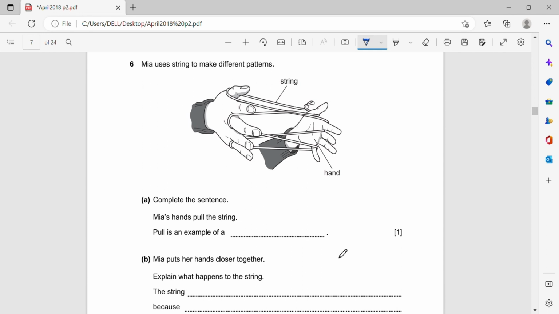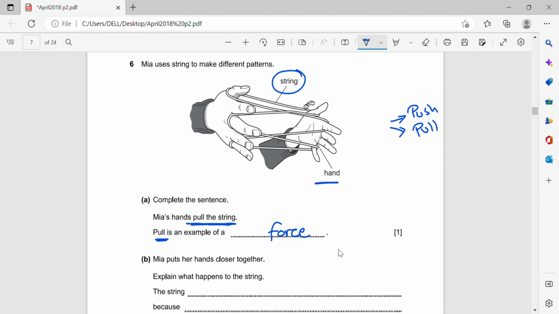Question 6. Mia uses string to make different patterns. So Mia has strings here to make different patterns with her hand. Complete the sentence. Mia's hands pull the string. She is pulling the string. Pull is an example of a force. If we remember, we said before that force is a push or a pull.